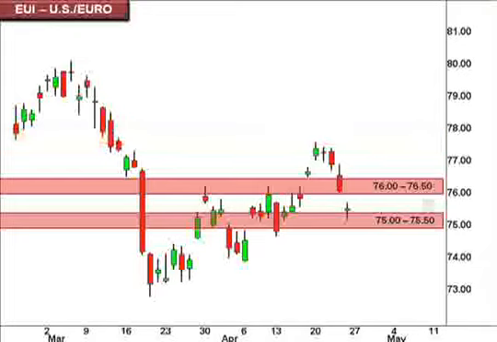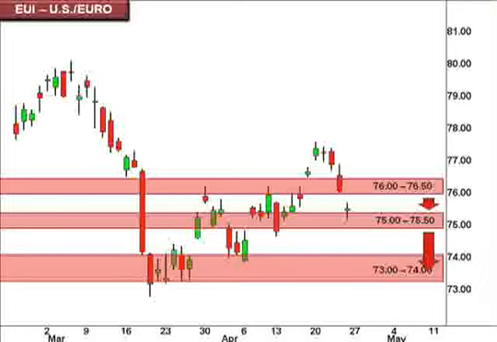However, a shallow test of that 76 to 76.5 and rejection out of this box is likely to usher in another leg down, which could see a test as low as 73 to 74.